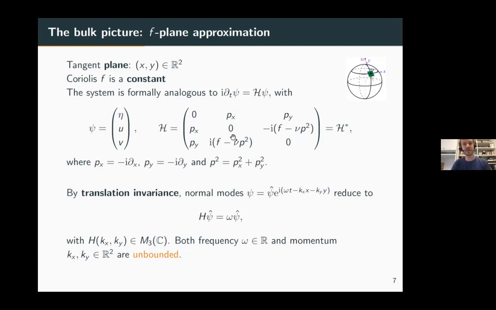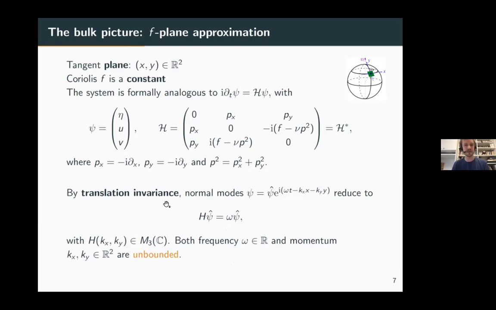Okay, and this model is very simple because we are in this f-plane approximation where f is a constant. So you can decompose your solutions with normal modes or Fourier transform, or you can look at the symbol of this operator, depending on where you come from. And you are left with an eigenvalue equation where this H is a family of 3 by 3 Hermitian matrices, depending on the momentum kx and ky, which are in R2 and unbounded. And then the analog of the energy here is the frequency of the wave, and it's also unbounded.